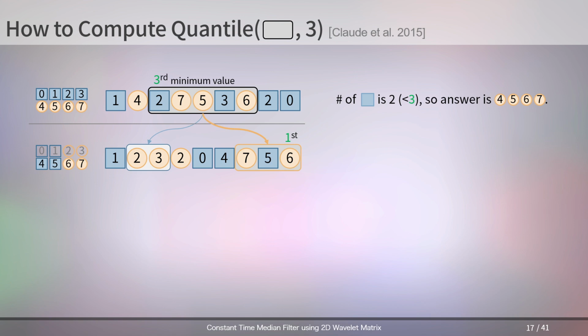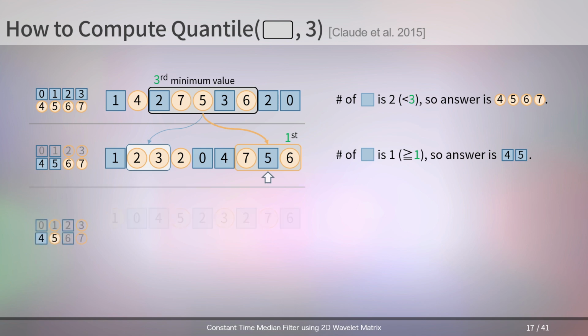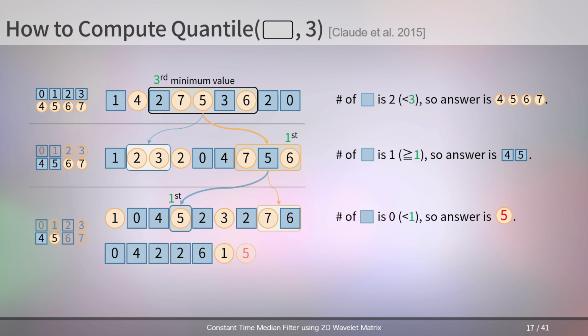Next, we will focus on the next later half interval. The number of blues in this interval is 1. Since we want to know the first of these numbers, we know that the answer is in the first half. Finally, the number of blues in this interval is 0. Since we want to know the first number in this interval, we know that the answer is in the later half. Since this is the last step, we can reduce the answer to 1 and see that the answer is 5.